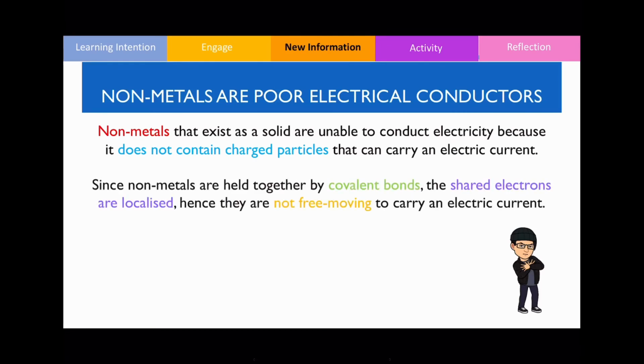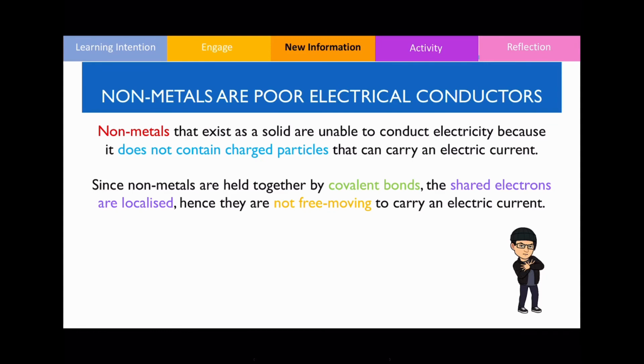So since nonmetals are held together by covalent bonding, we know that the electrons that are being shared are localized, meaning that they are fixed in that position. They don't go around to other atoms in the molecule at all. And because they are bound and not free moving, this is the reason why covalent molecules or nonmetals are considered to be insulators of electricity instead.